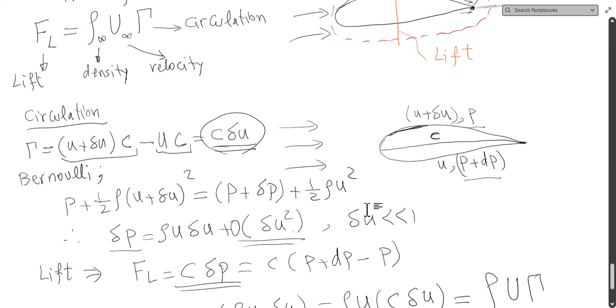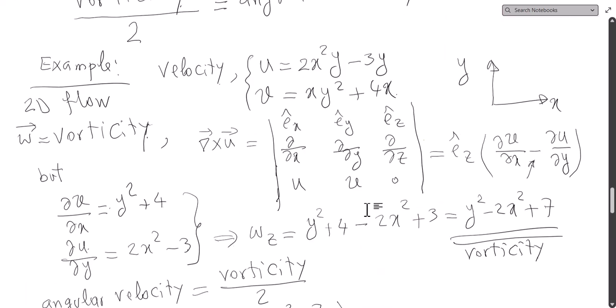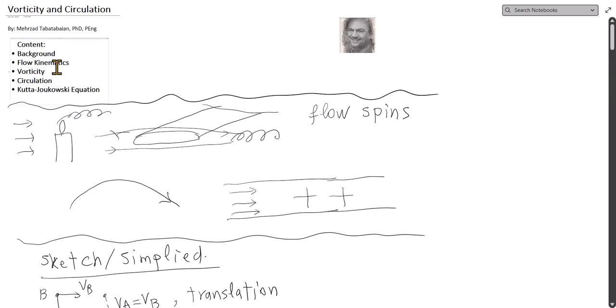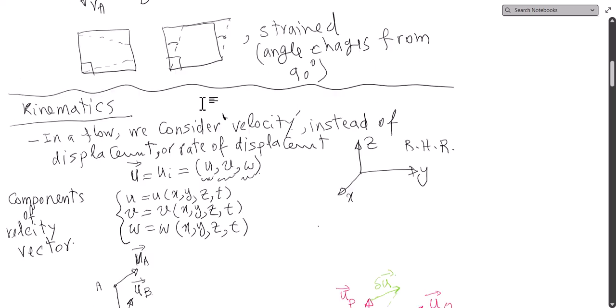And that is it for this series. We discussed some background, some flow kinematics. We started from flow kinematics. We defined and calculated vorticity, and also, maybe I can add here, the vorticity and angular velocity. We defined and calculated circulation and the Kutta-Joukowski equation. Thank you.